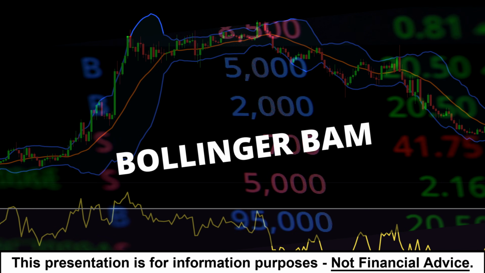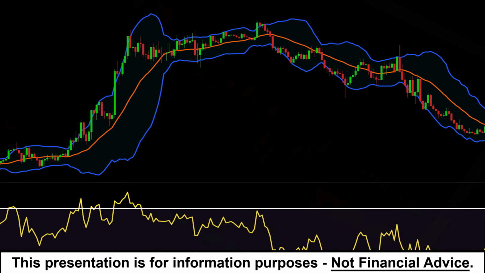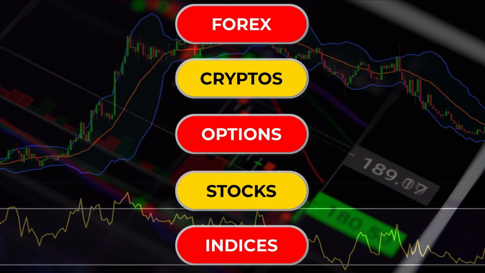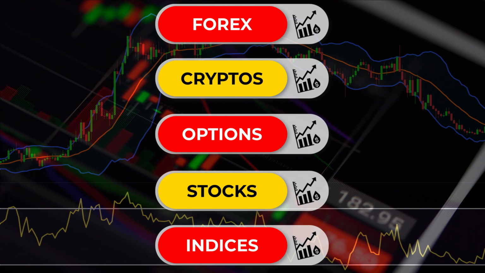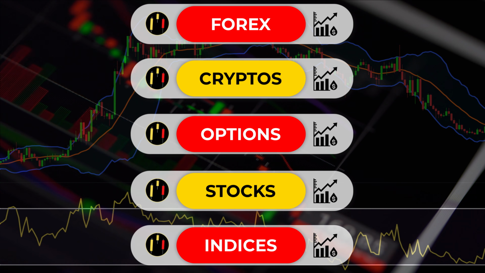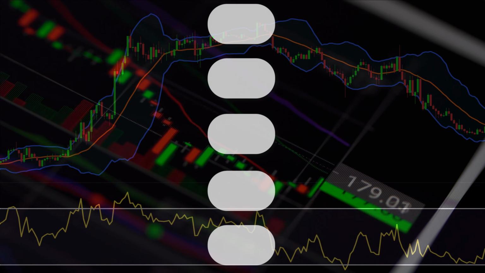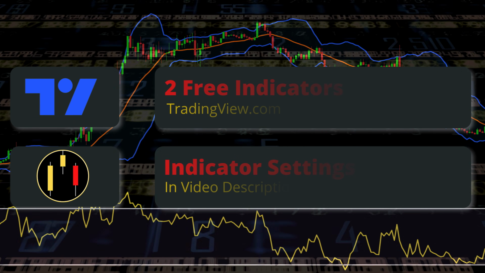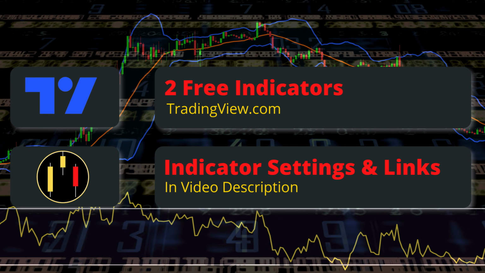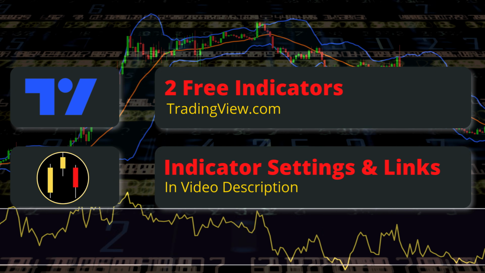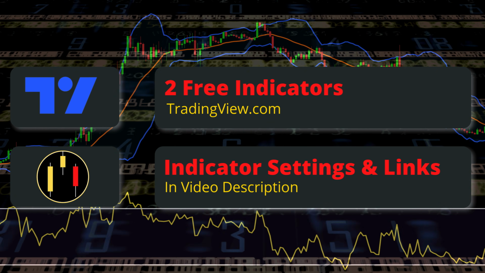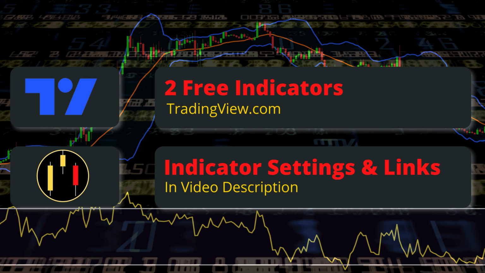I call this system the Bollinger BAM. And like most trading systems, it can be adapted to Forex, crypto, options, stocks, indices, or any instrument that has significant volume and market participants. This trading strategy utilizes two free TradingView indicators. As always, links and settings to all indicators are listed in the description.